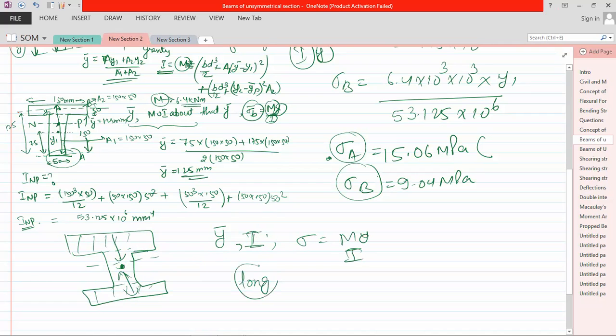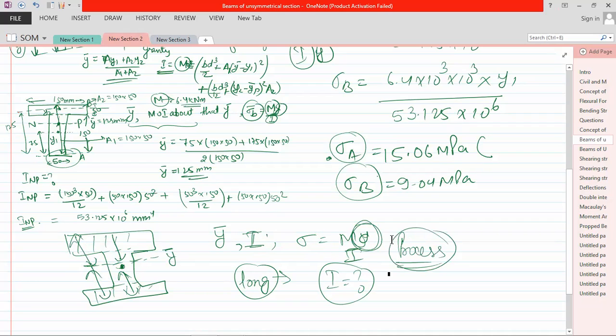It doesn't come in the GATE exam, but you need to know the process, because sometimes they can directly give I, and then you need to find Y. And how do you obtain Y? By obtaining the Y bar. When you obtain the Y bar, you can subtract the distance, and you can get Y1 and Y2. So the process needs to be known, otherwise you will not know what to do in the exam. Now, beams of unsymmetrical section.